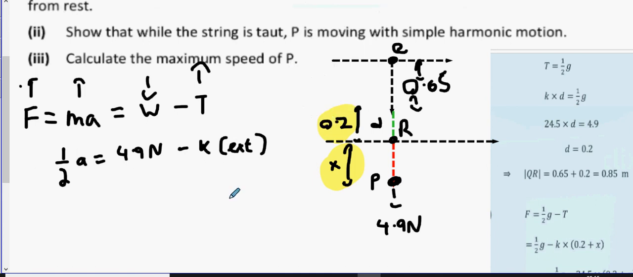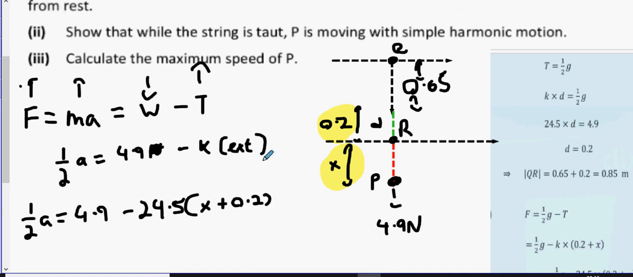Okay? So a half a equals 4.9, don't mind the Newton sign. Now, what's K? 24.5. Times x plus 0.2, because I'm just doing extension. I'm not bothering with L minus L0 this time. You can do that if you want.